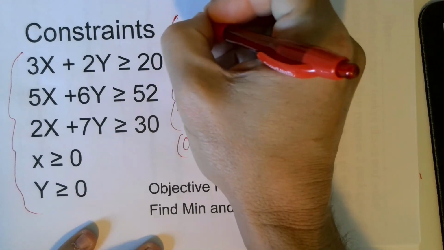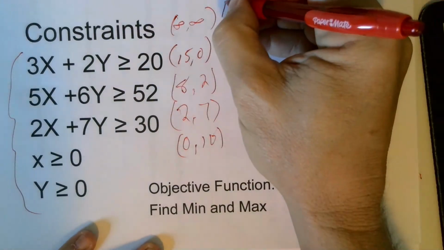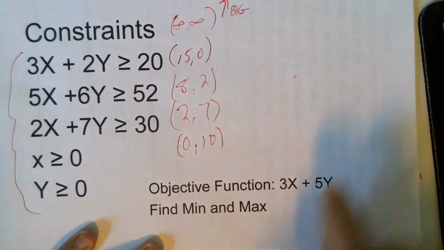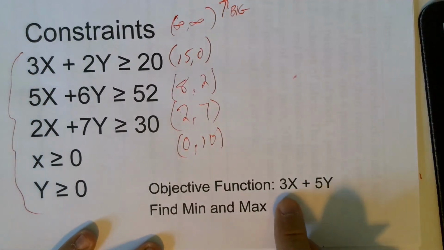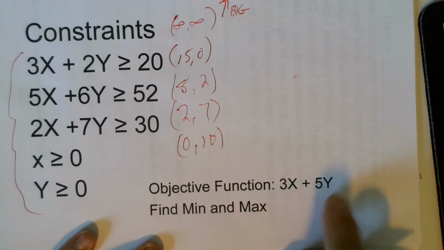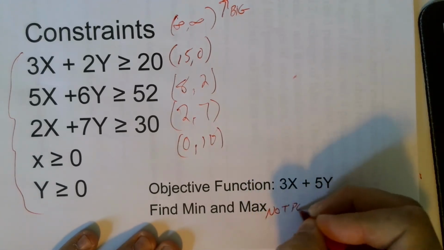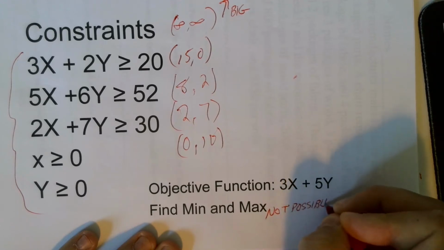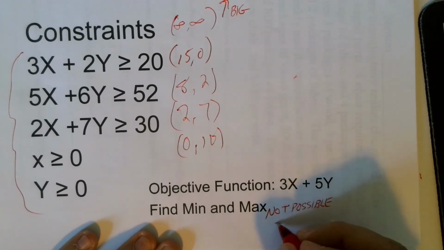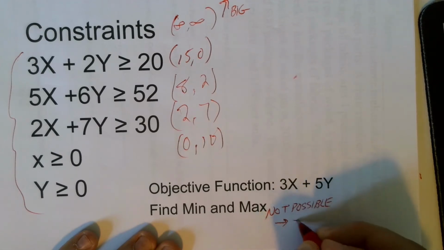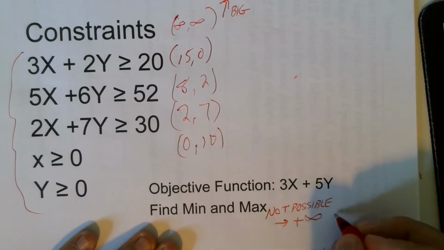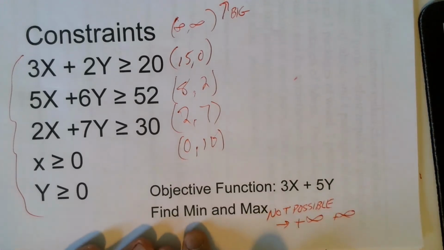from negative infinity to infinity, right? So this one could be really big. And you'll notice that my objective function right here is 3x plus 5y. Which means if I can go infinitely big on x and infinitely big on y, since both of these things are positive, the max is not possible. So there's not a possibility to maximize this out. Again, it goes towards positive infinity for both of them. Okay, but I can find a minimum.